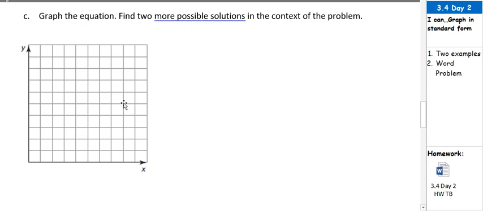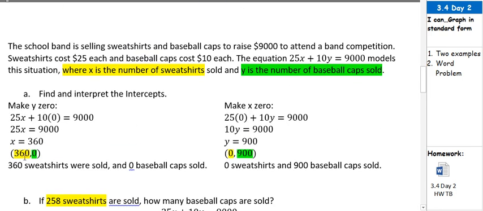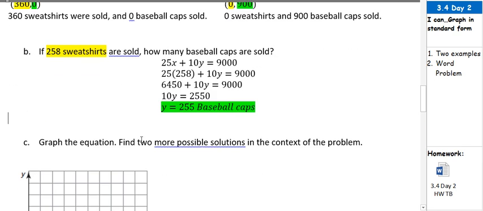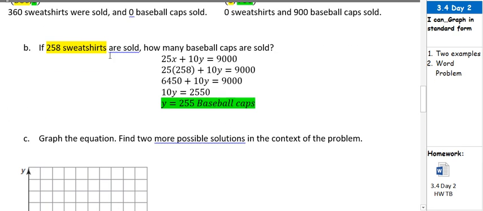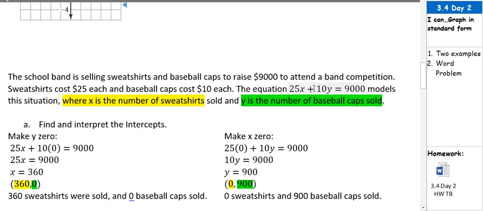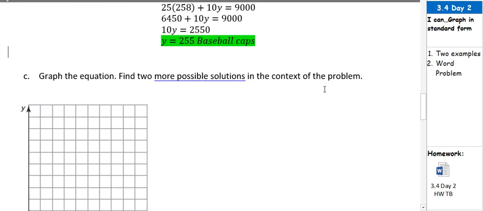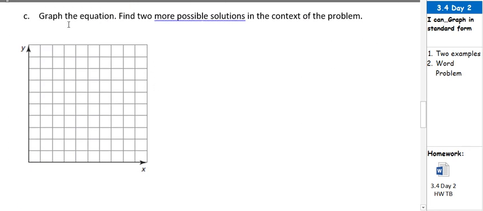C says graph the function and then find two more possible solutions in the context of the problem. This means that we have to recognize that this isn't the answer, this isn't the answer, this isn't the answer, but they're all possible answers. All we know is that the combination of sweatshirts and baseball caps reached 9,000. We don't know how many of each. We need to graph this equation and find two more possible solutions.